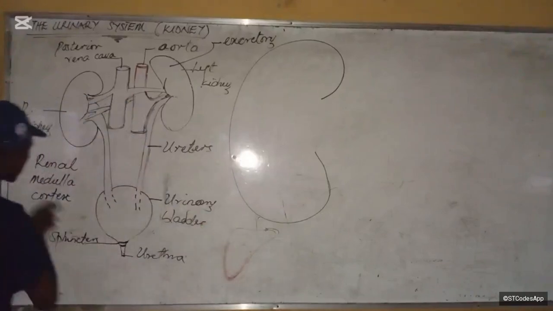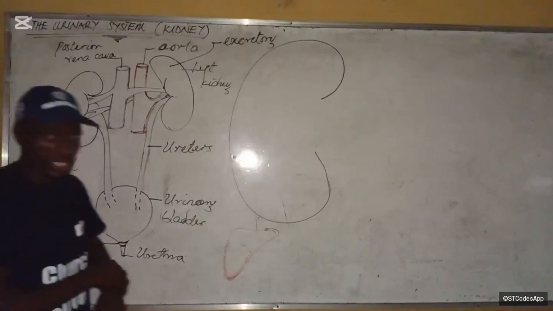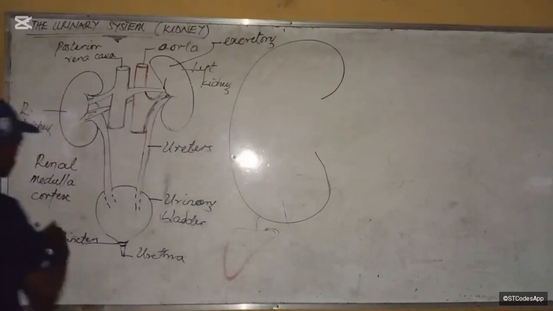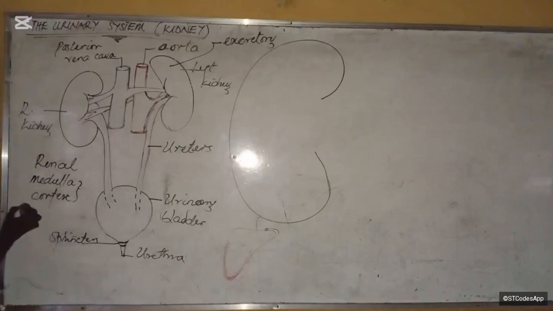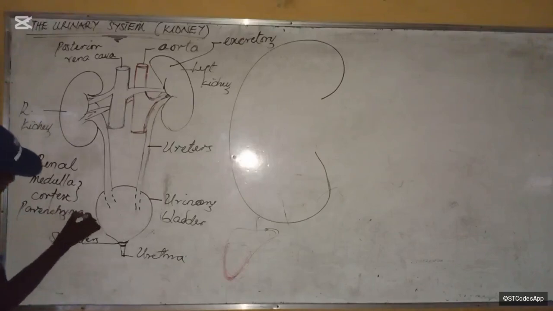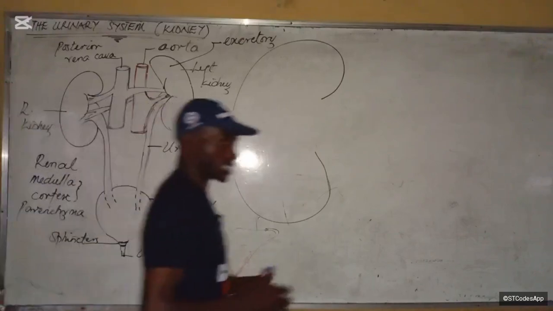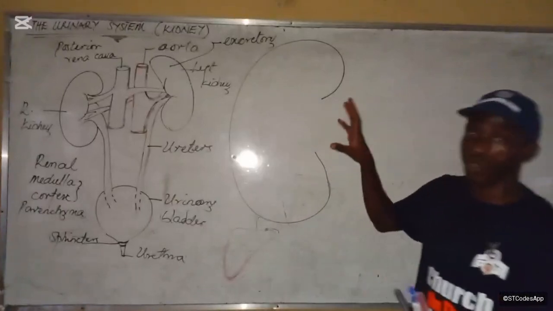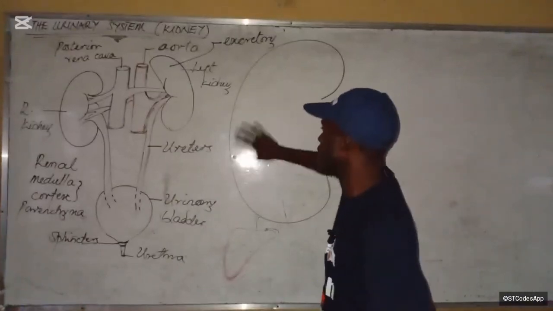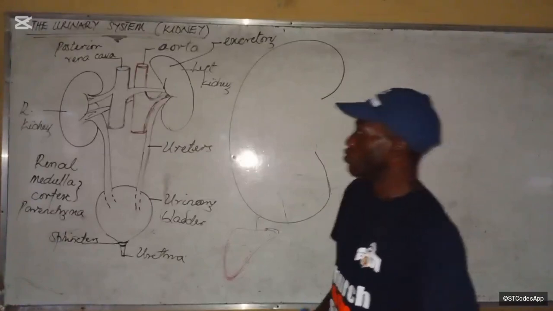Is that okay? So renal medulla and renal cortex, they are both called the parenchyma of the kidney. All right, the kidney parenchyma. Now let's expatiate on those things and let's see how the kidney produces the urine.